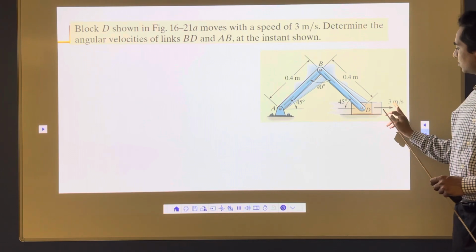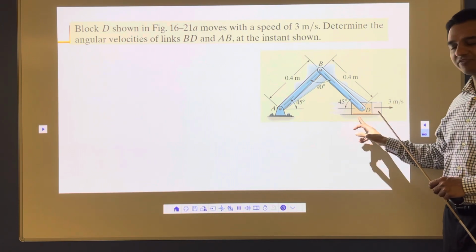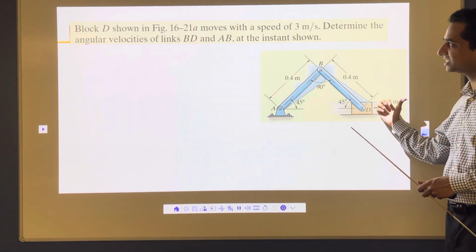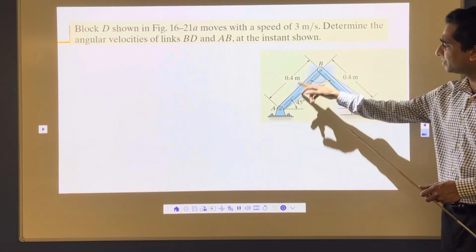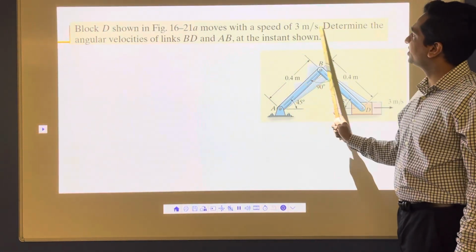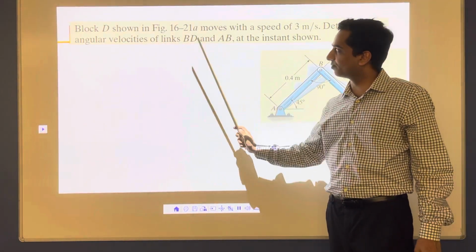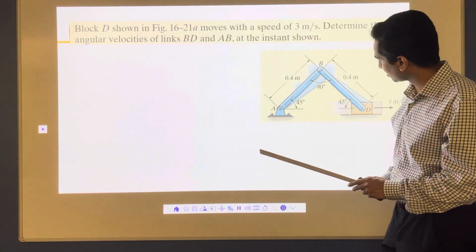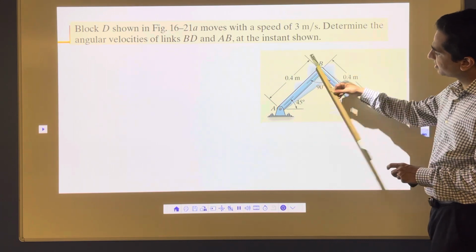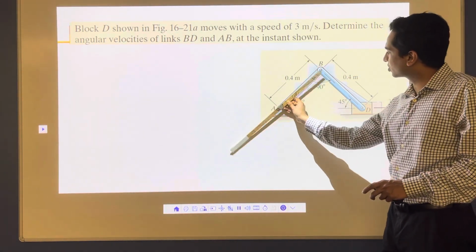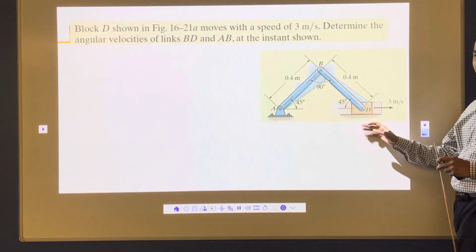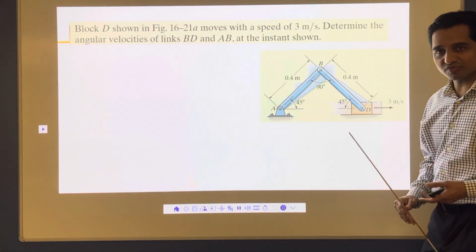The linear velocity of D is given here, 3 meters per second. It's moving in this direction. That is given here. Dimensions are given. The problem says the block D is shown here, its speed is given, and we need to determine the angular velocities of BD and AB. So this BD is going to rotate, this AB is going to come down. So I want to find the angular velocity if the linear velocity of D is given. That's the problem.